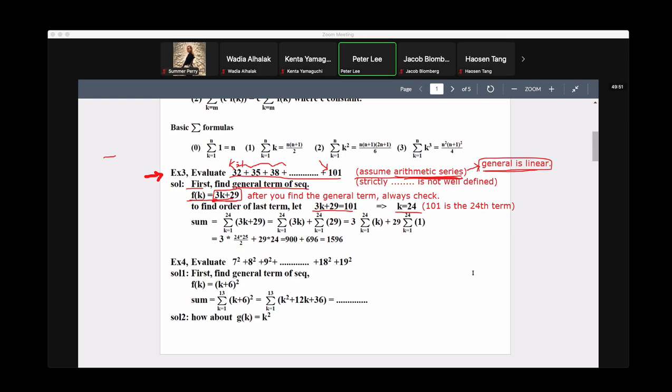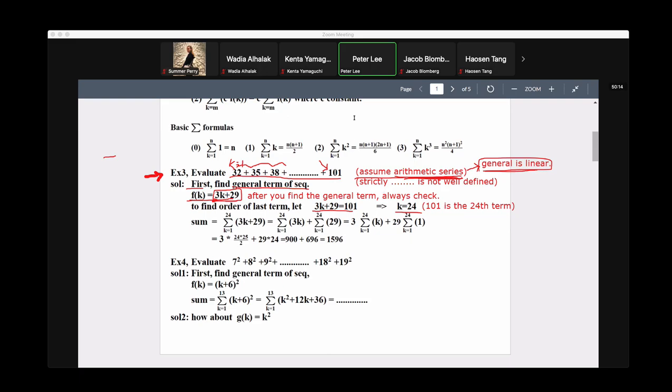And then now, what is the sum? The sum is therefore sigma of 3k plus 29, k equals 1 to 24. And now you can split the sigma here as a separate sum. That's part of the formula here. And then the constant multiple 3 can come out, and this 29 can also come out too. This 29 you can either leave inside the argument, or you can bring it outside. Either way will be acceptable.